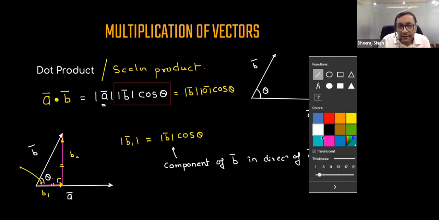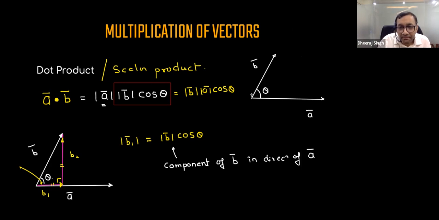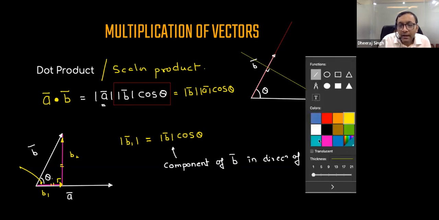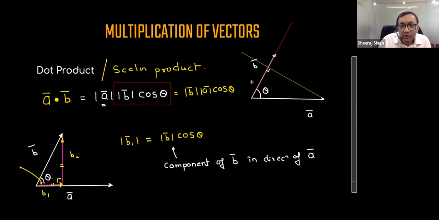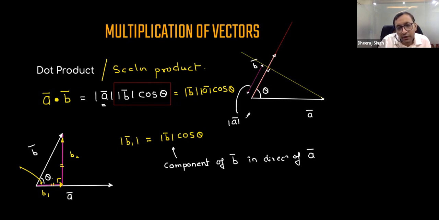Right? So let us see. If I extend B like this and drop a perpendicular on B, this is 90 degrees. Can you tell me how much is this length from here to here? This length is A cos theta, or not? Magnitude of A into cos theta. Type in, all of you.